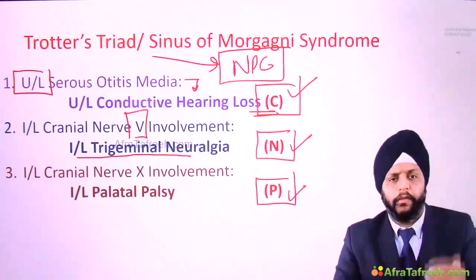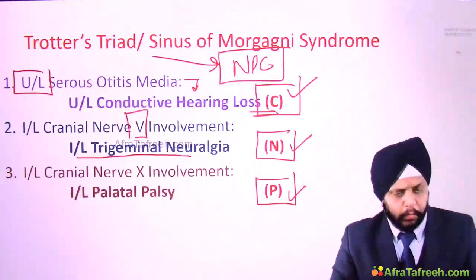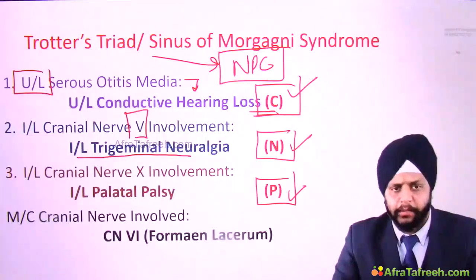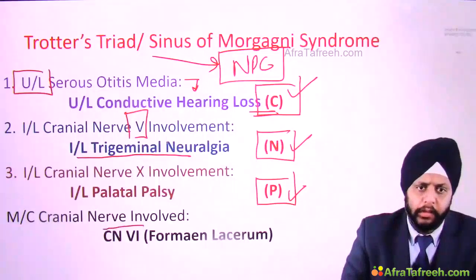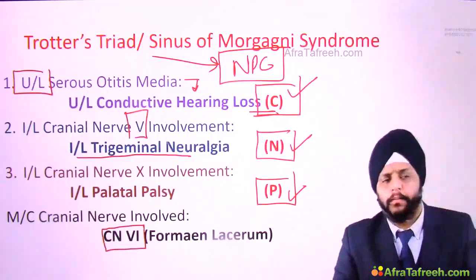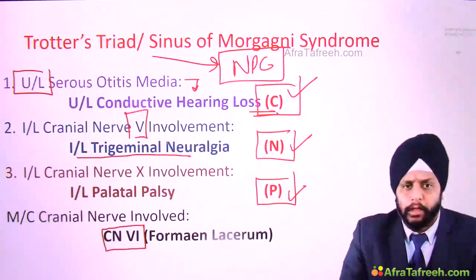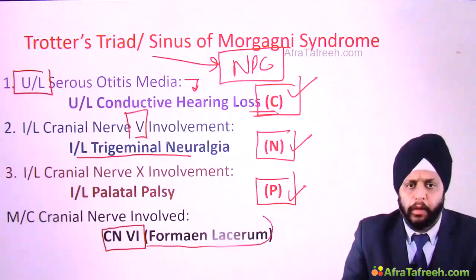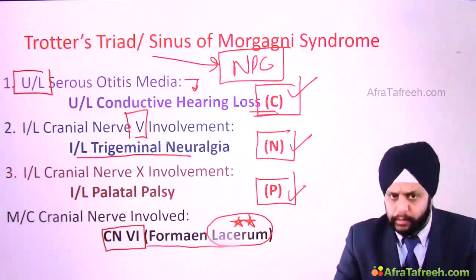Okay, if somebody asks you which is the most common cranial nerve involved, the most common cranial nerve involved by NPC is cranial nerve 6. This is the earliest, the first cranial nerve involved by NPC. And if the 6th nerve is involved, that means the NPC has crossed the foramen lacerum.